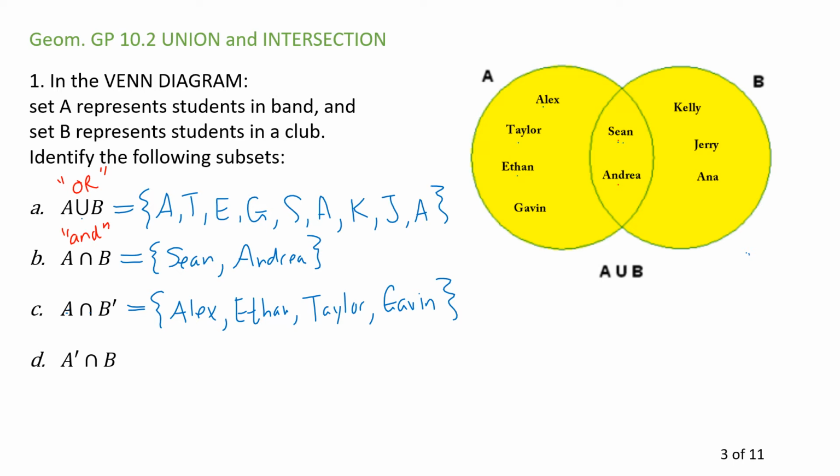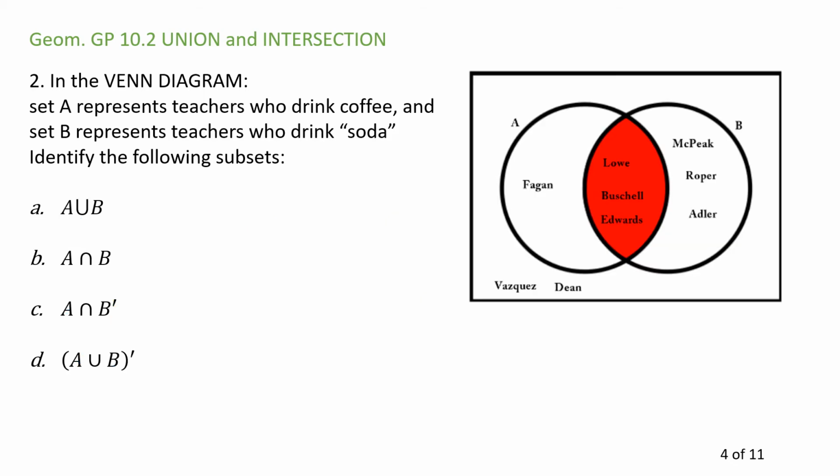I guess I should have mentioned this little notation there. That means not. I don't want you if you are in B. Or in this case, I don't want you if you're in A. I want everyone that's in B, but also not in A. So that's another one of these half moons. That's Kelly, Jerry, and Anna, but not Sean and Andrea. So, A union B. Same thing.